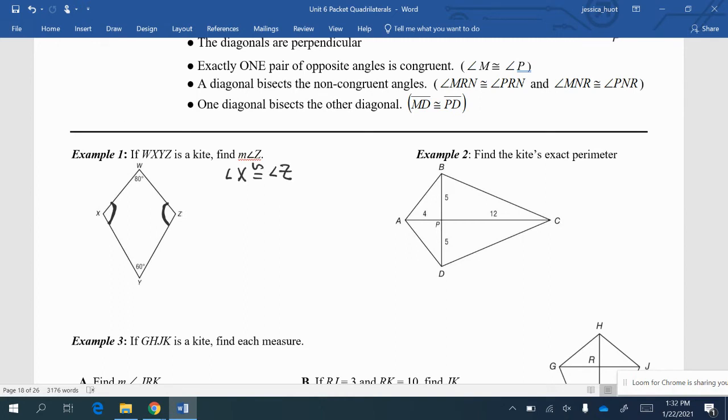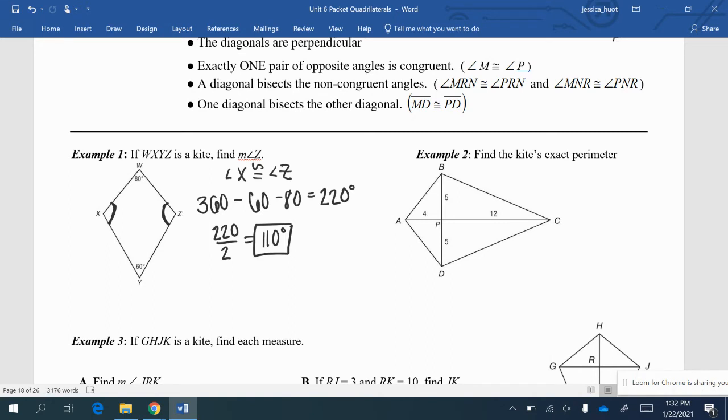So we're working with a quadrilateral, so the total of all of the angles in a quadrilateral add to be 360. So if we subtract out the angles we know, minus 60, minus 80, that would give us 220 degrees left over. And then again, we know that these two angles are congruent, so I'm going to take 220 and divide it by 2 to get 110. That means that the measure of angle Z is 110 degrees.